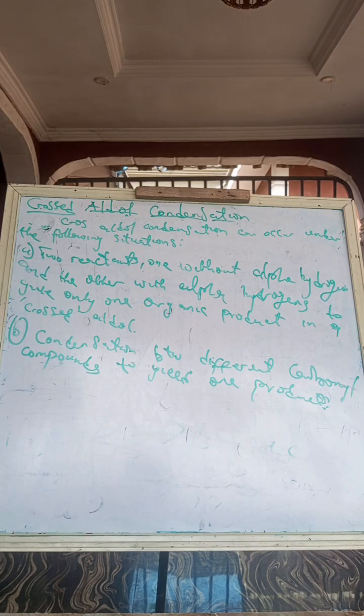So one of the first to consider is two reactants. That is, in the case of cross Aldol, it requires two reactants, unlike the ordinary Aldol, where just one reactant is considered. Here we have two reactants, one without alpha hydrogen and the other with alpha hydrogen, to give only one organic product in a cross Aldol. So this is the case. We are giving two reactants. For example, we have this.